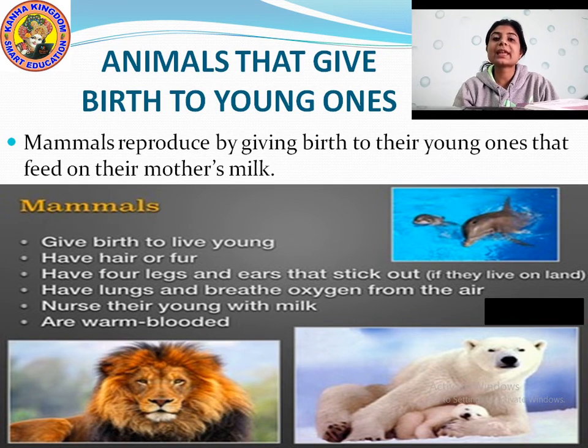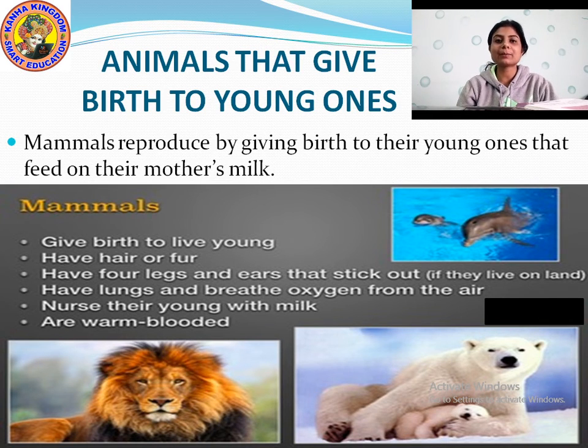Then they breathe with their lungs. They take in oxygen and they exhale carbon dioxide. Then they nurse their young ones with the mother's milk. That means they feed their young ones with the mother's milk. And mammals are warm-blooded animals as they live on the land.